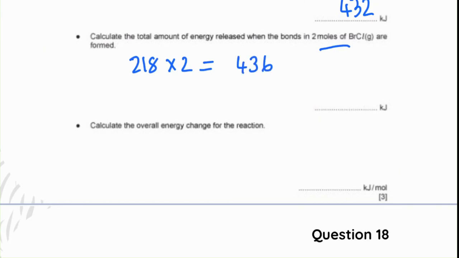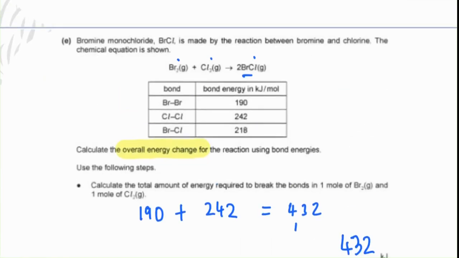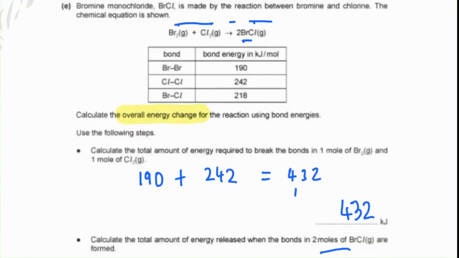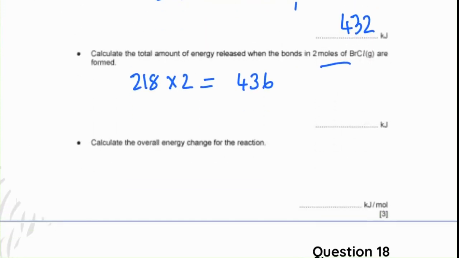Calculate the overall energy change for the reaction. Well, in order to calculate an overall energy change, we always do reactants minus products. So in this case, our reactants was 432. We take away 436. That gives us minus 4 overall. So we've ended up with a delta H of minus 4 kilojoules per mole. That one was nice and easy.